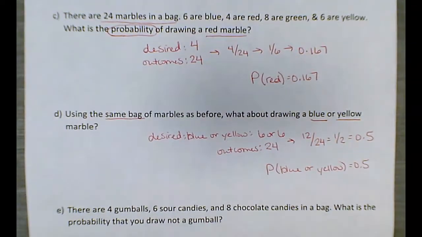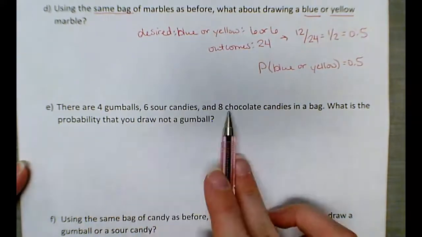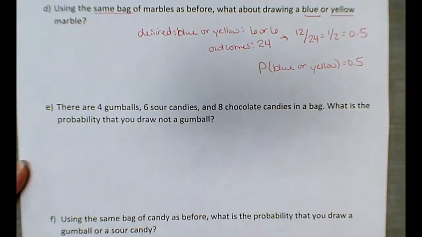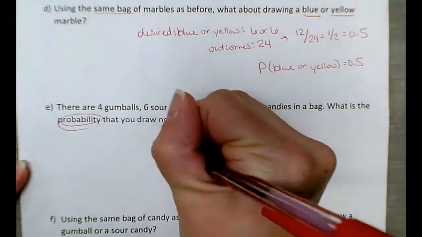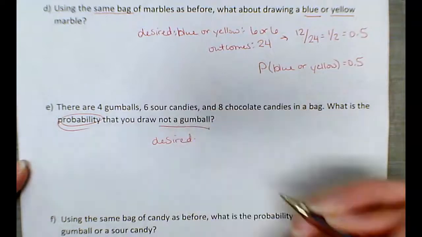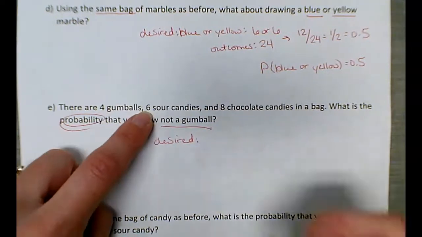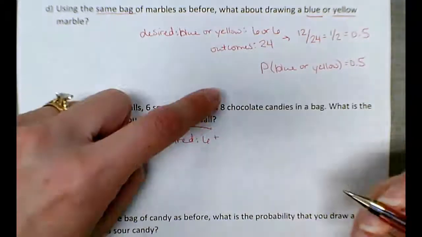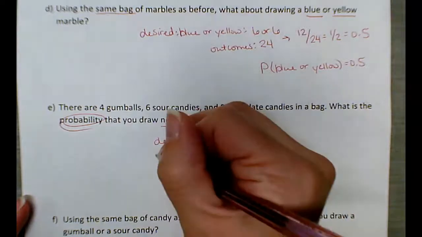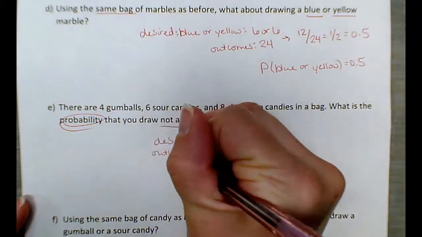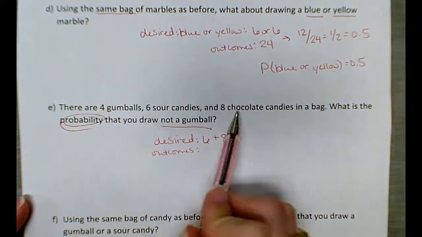Okay, so let's look down to part E. There are 4 gumballs, 6 sour candies, and 8 chocolate candies in a bag. What is the probability that you draw not a gumball? So desired. If I don't want a gumball, I'll take anything other than a gumball. So I'll take not this, but I'll take 6 sour candies, or I'll take 8 chocolate candies, but I don't want any of the 4 gumballs. And the total number of outcomes that are possible is 4 and 6 and 8 altogether.